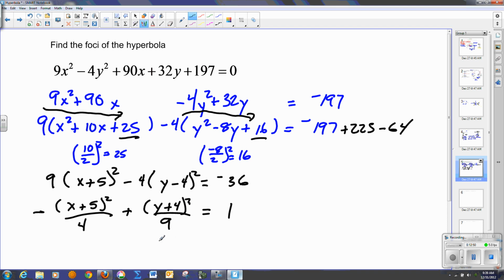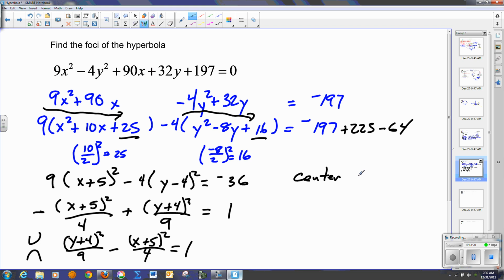I get a 9. So, putting this in the proper order, I get (y plus 4) squared over 9 minus (x plus 5) squared over 4 is equal to 1, which means since the y is the positive term, again, I'm going to have an up and down hyperbola. My center for this hyperbola is going to be at -5 and -4. That's my h, k value.